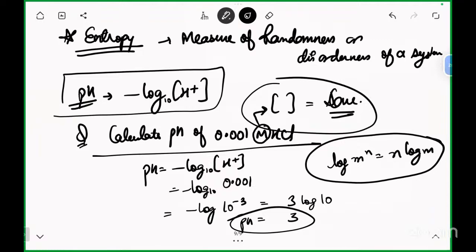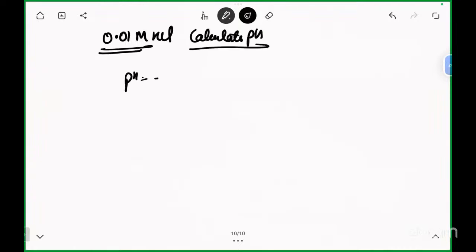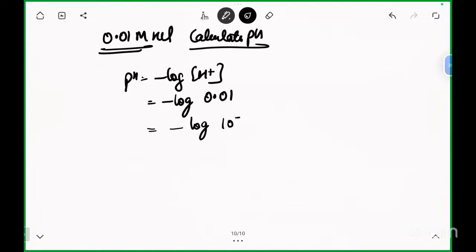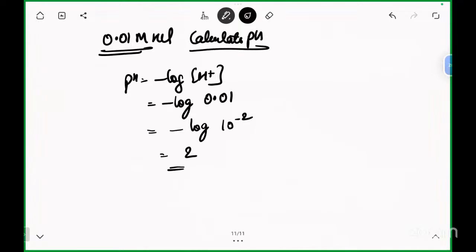One more example, let's discuss on the pH. The question is 0.01 M HCl, calculate pH. So in this condition, pH again is equal to the negative logarithm of hydrogen ion concentration, which is equal to negative log of 0.01, which is equal to negative log of 10 to the power minus 2. So it will be 2. So don't leave such kinds of questions in the exam just because you don't remember the formula. It's easy, so don't forget to do these questions.